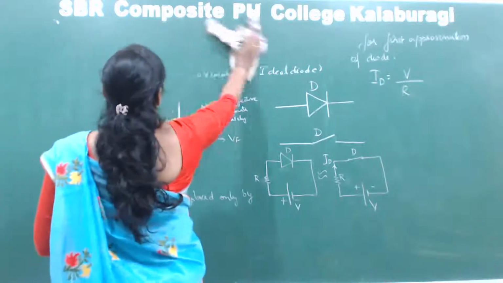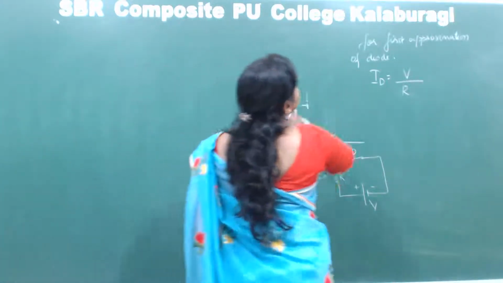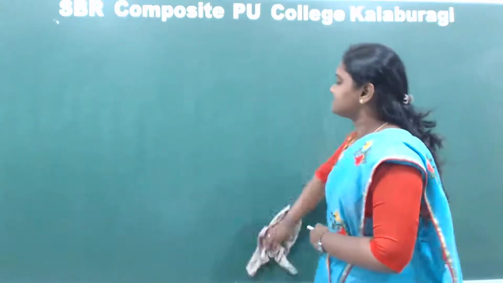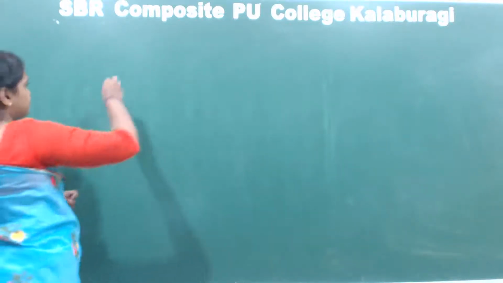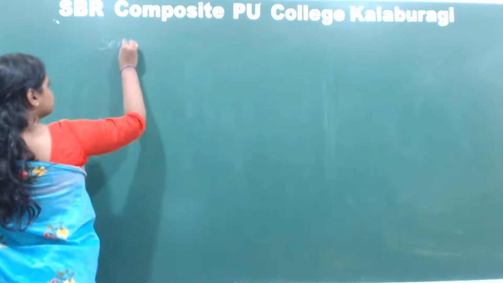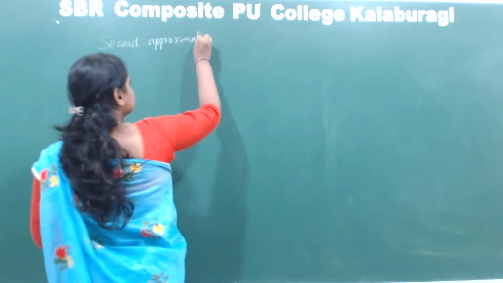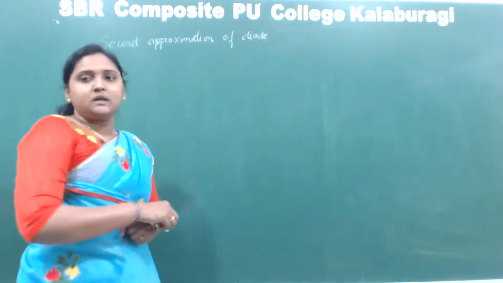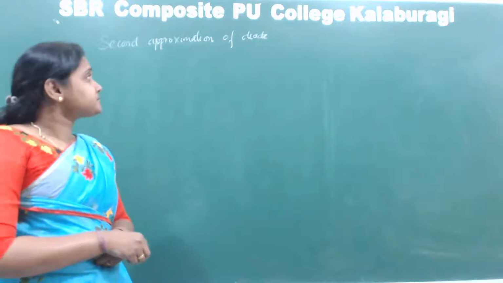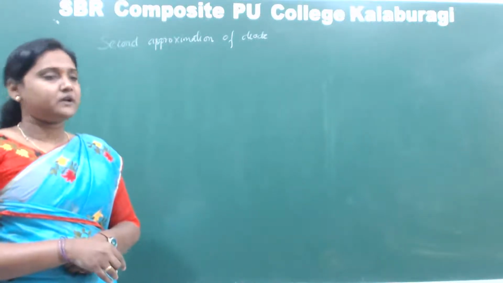Now we will move to the second diode approximation. We are going to see the second approximation of diode. For the second approximation, we consider that the diode is not just a switch, but it also has some barrier potential. So now we are considering the barrier potential.